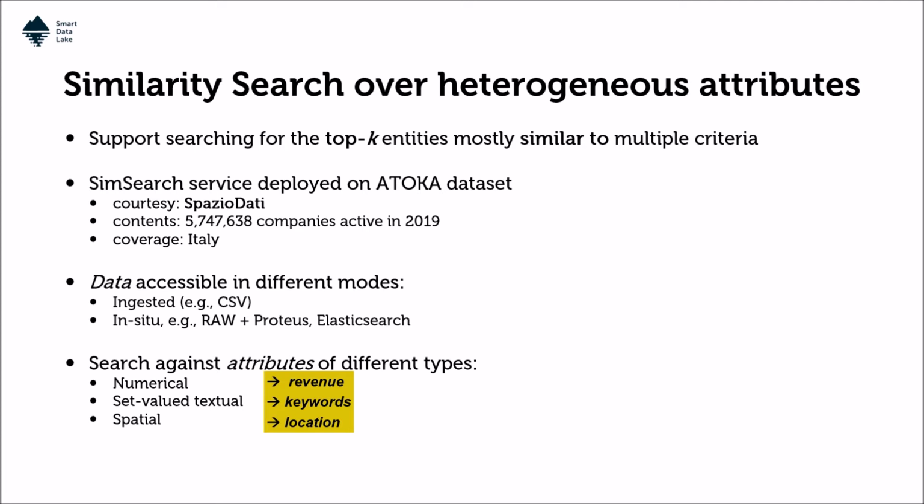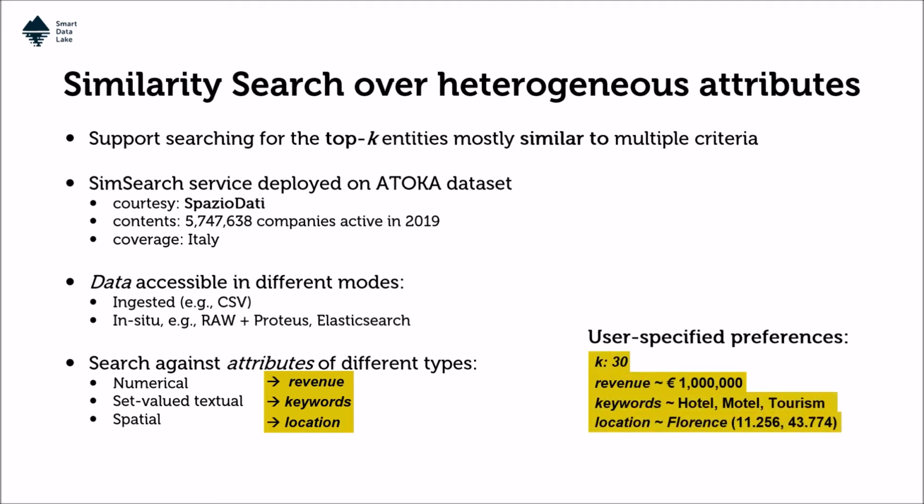Once the service is properly deployed and data sources have been configured, users can specify Similarity search queries involving one or more of these available properties. For example, a user can specify a top 30 Similarity search that involves companies that have a revenue of around 1 million euros, deal with tourism and accommodation, and are located in or around Florence.